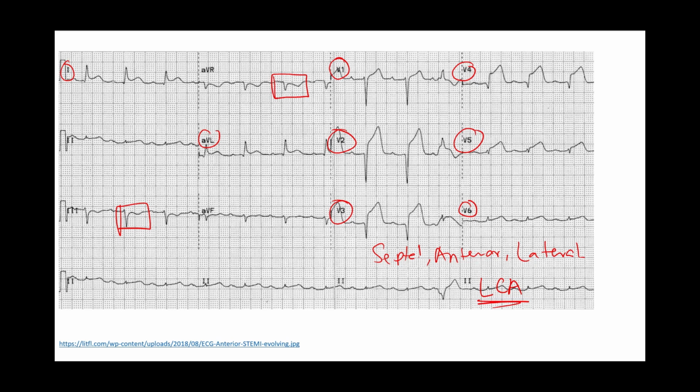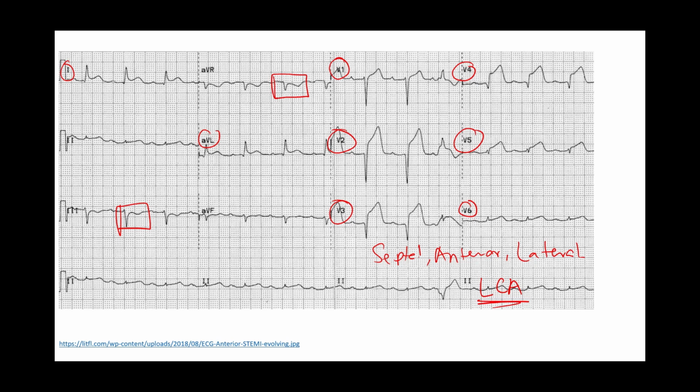So why do we have ST depressions in AVR and 3? This brings up the idea of reciprocal changes. When we have EKG findings suggestive of ischemia in a certain part of the heart, occasionally we can see reciprocal changes in opposing parts of the heart. For example, in this EKG, we have a lot of ST elevations reflected in the anterior and lateral, or the left leads of the heart.